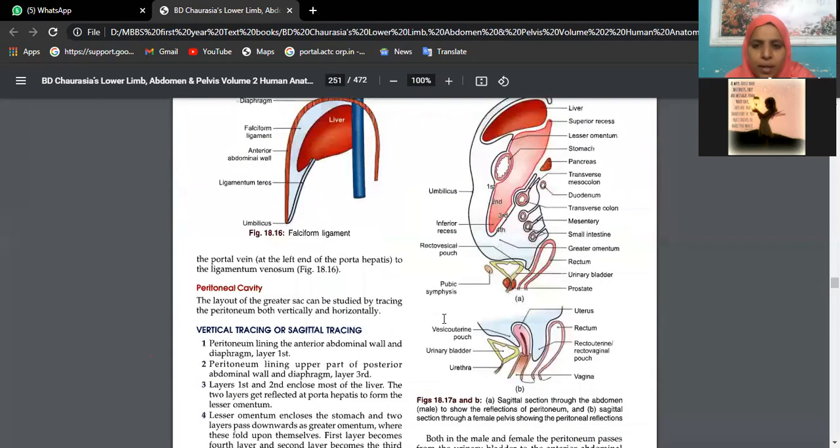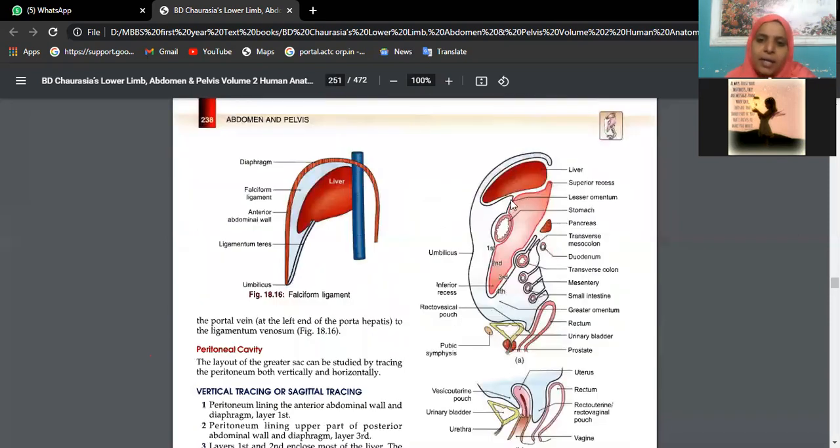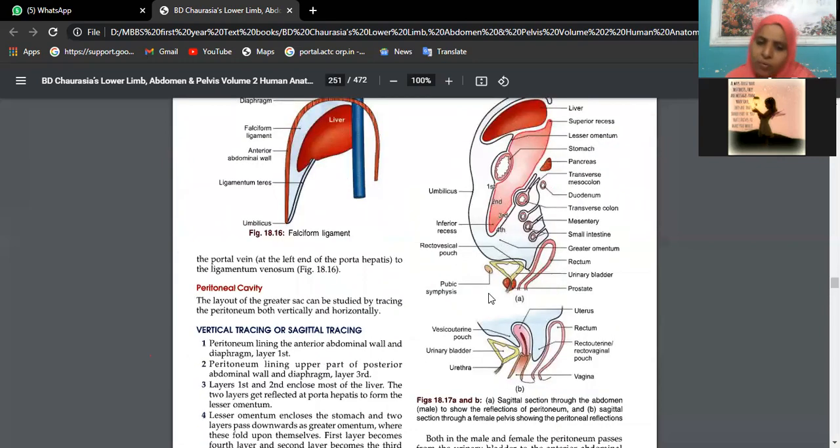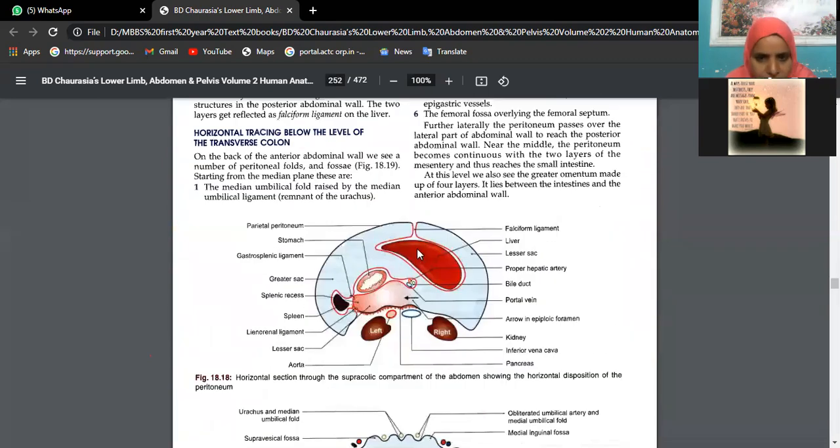Now, the lesser sac will have certain boundaries, and as you said, there is a small opening connecting the greater sac and lesser sac. That hole is called the foramen of Winslow, also called the epiploic foramen. Yes, beta. Very good. Epiploic foramen or foramen of Winslow.